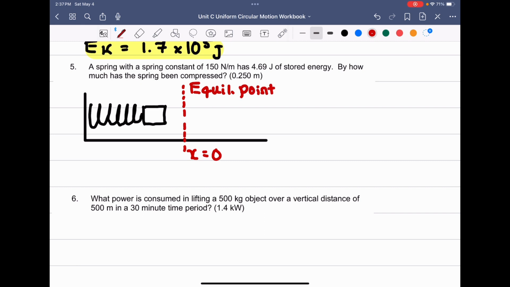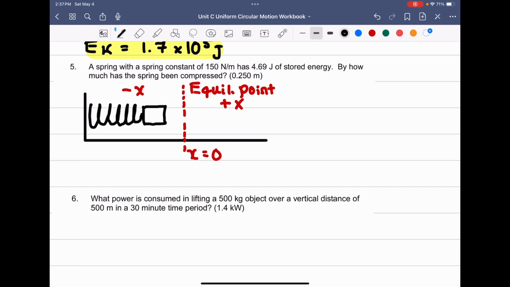From the equilibrium point, you can either have negative x or positive x. In this case, it looks like we're going to have our negative x displacement because we're going to the left, but on the other side, you could have positive x. And again, I'm overcomplicating this even more because we're not actually going into the springs lesson quite yet, but I just want to give you a little bit of knowledge here.